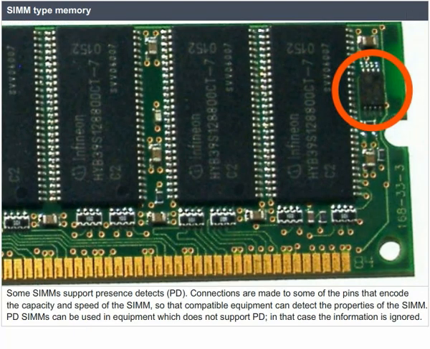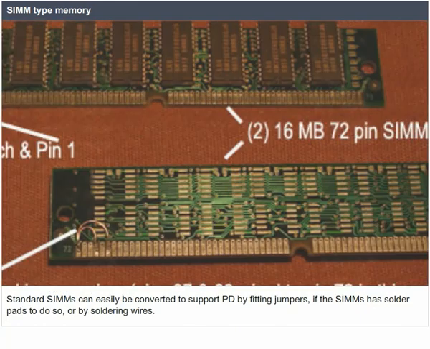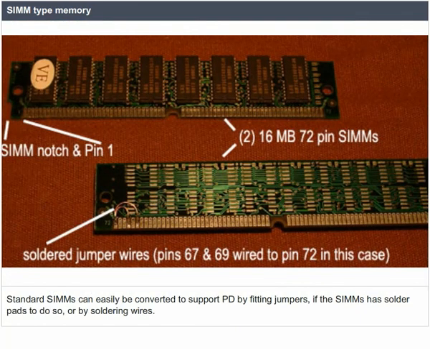Some SIMMs support presence detect, PD. Connections are made to some of the pins that encode the capacity and speed of the SIMM so that compatible equipment can detect the properties of the SIMM. PD SIMMs can also be used in equipment which does not support PD. In that case, the information is ignored. Standard SIMMs can easily be converted to support PD by fitting jumpers if the SIMM has solder pads to do so, or by soldering wires.